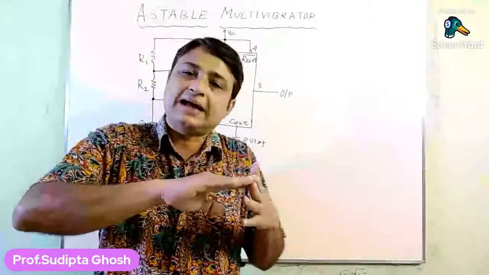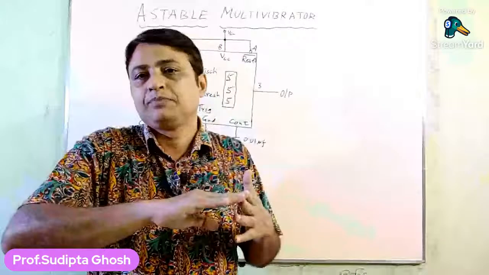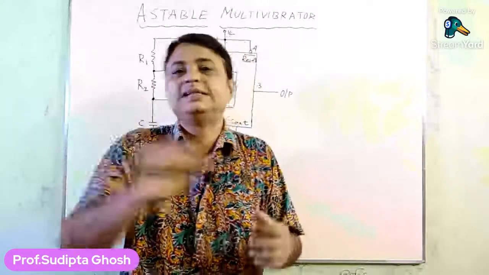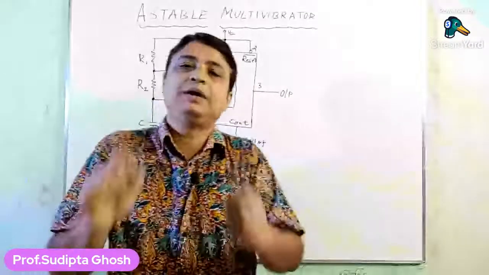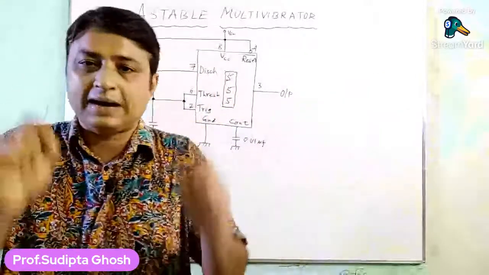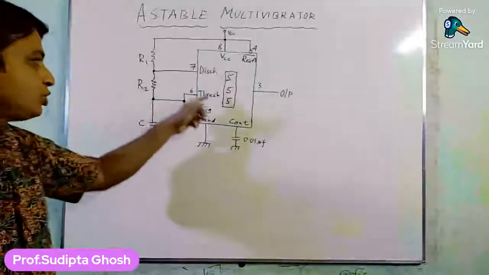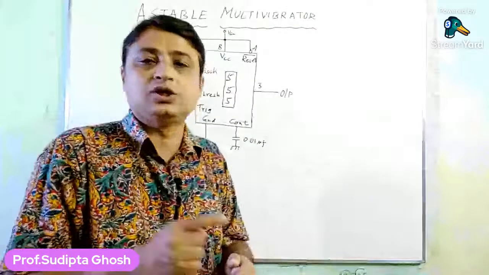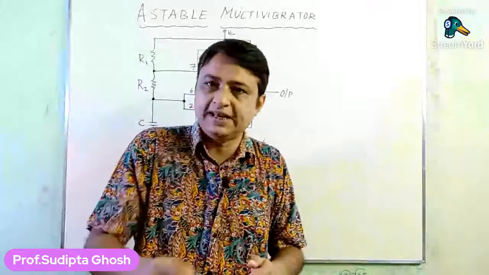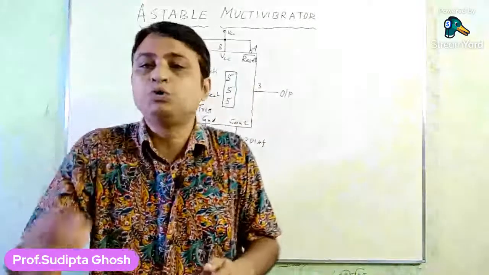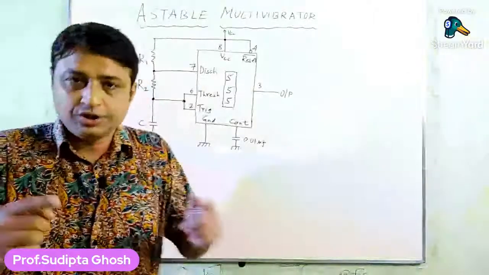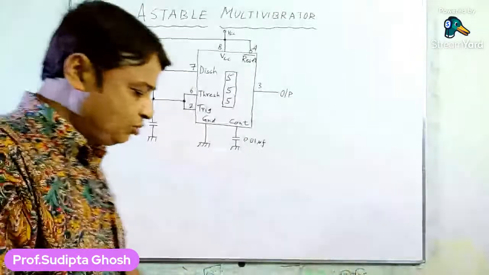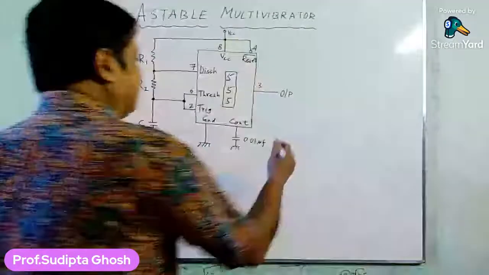Here we can see the capacitor is charging via the time constant R1 plus R2 into C, and when the capacitor voltage reaches the value of 2/3 VCC, as the capacitor is connected to the threshold pin number 6, it will make the output of the comparator go low. So now if we draw this part of the explanation into the waveform, what we can see.